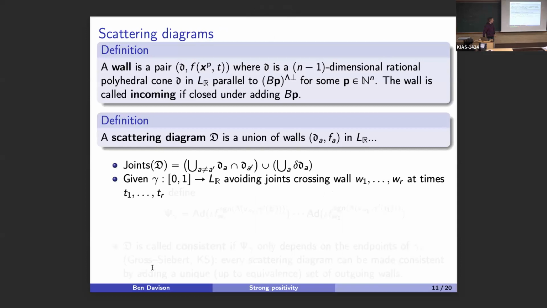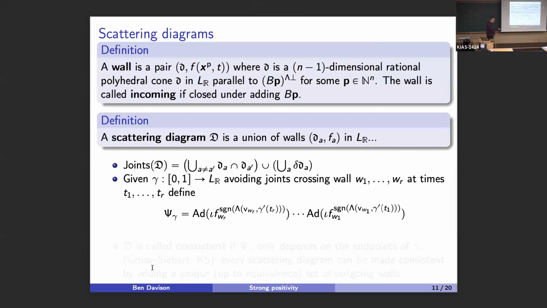Okay, so given a path avoiding the joints and crossing a certain number of walls a certain number of times, so these t's are limits in here, then here's the operator we assign to this path. Okay, so these were the operators that we were using to check for consistency.